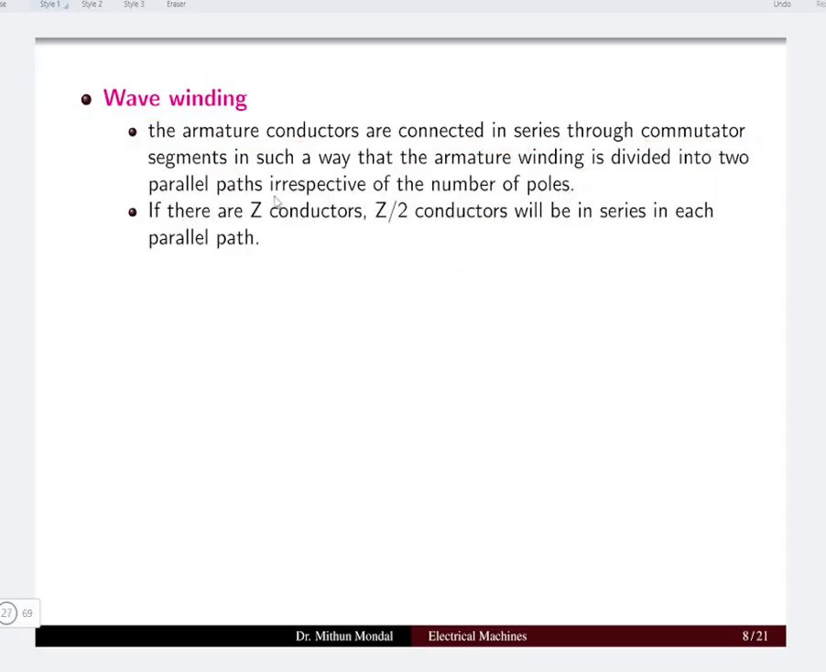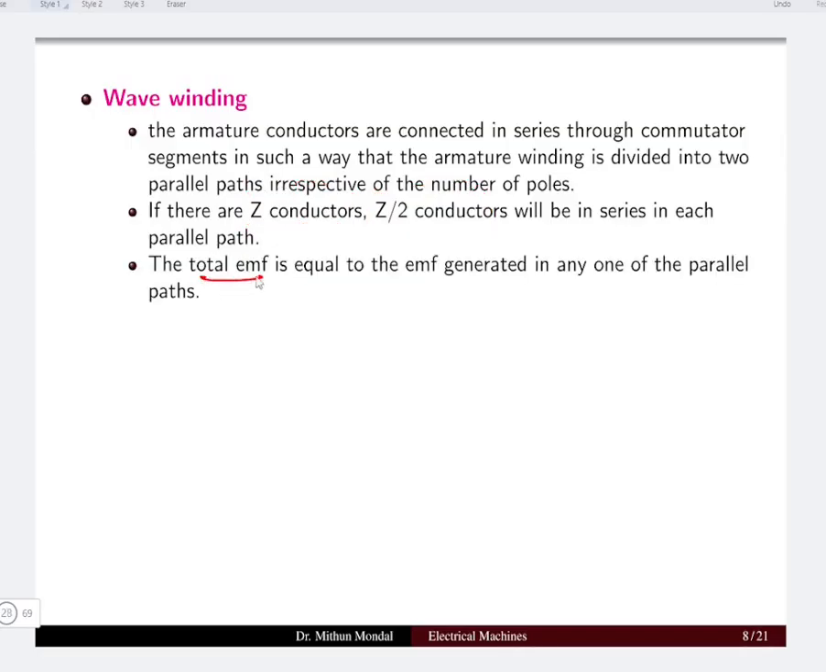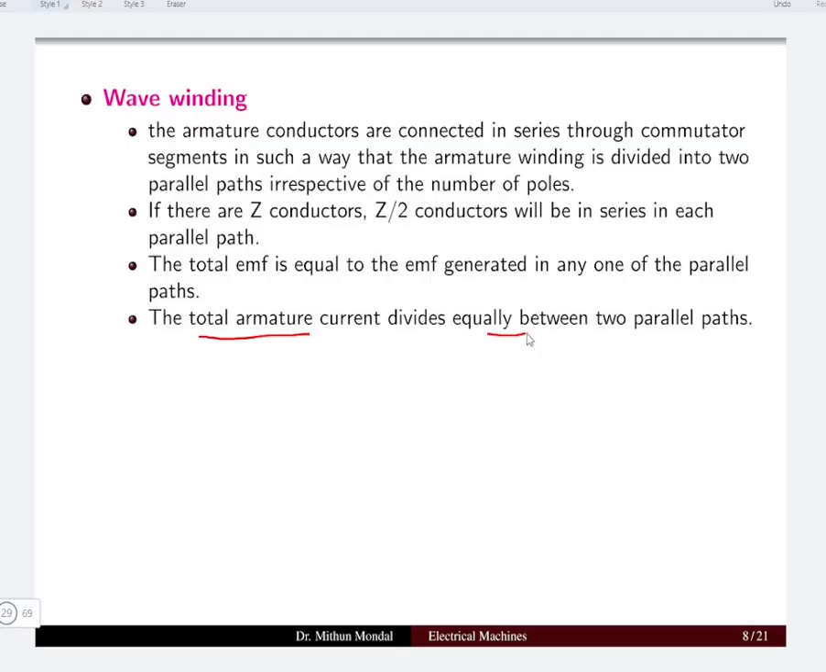Now here, if we have Z conductors in total, then only Z by 2 conductors will be in series in each parallel path. And the total EMF again will be the EMF generated in any one of the parallel paths, and the total armature current will again divide equally between two parallel paths. So wave windings are generally preferred when the machine is basically high voltage and low current.